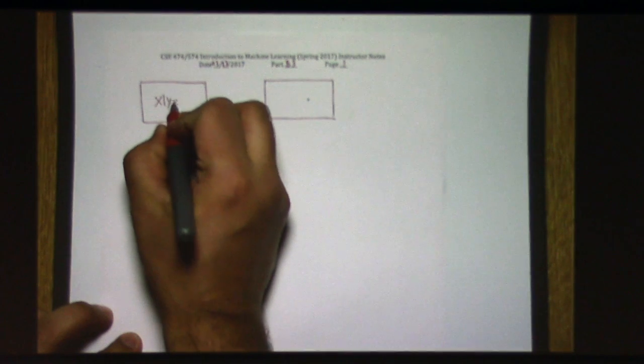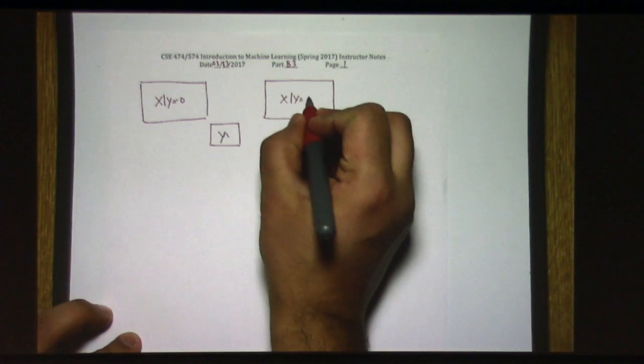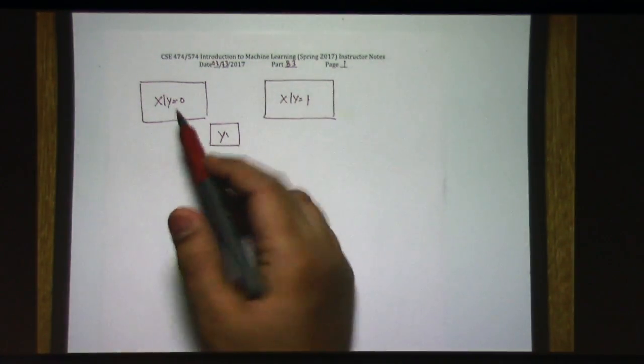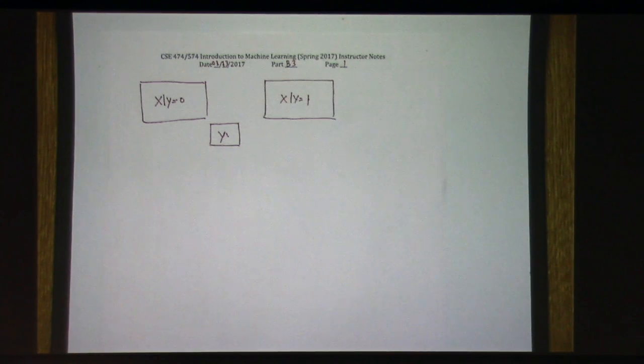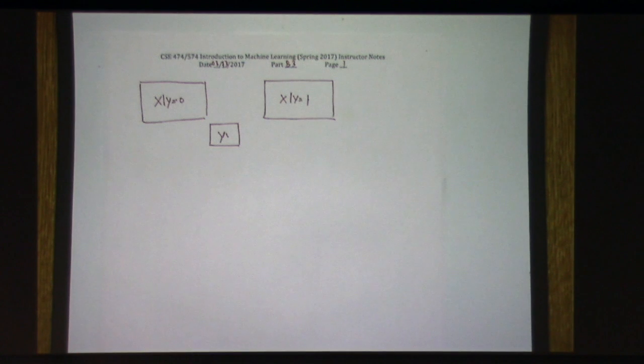Then she looks at the label and uses that label to choose one of these distributions. So these are x given y equal to 0 and x given y equal to 1. Okay. So based on, of course, if y is 0, she chooses this one and then she samples x out of that. All right. If it is 1, she goes here, samples x out of that.